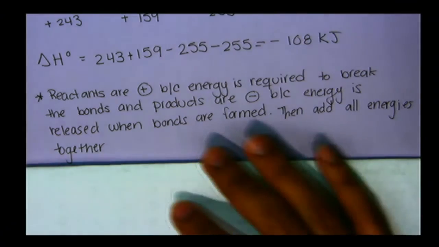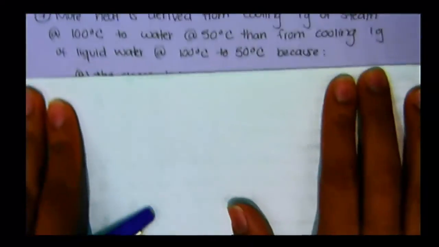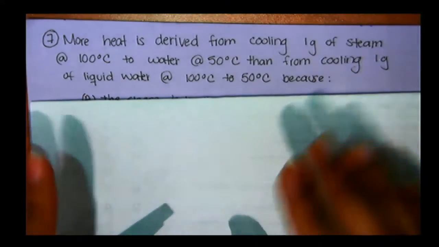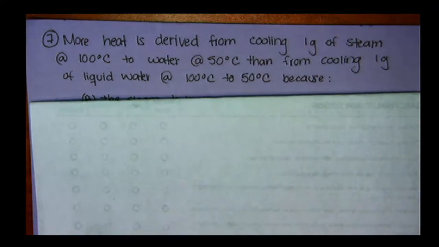All right, so number 7, more heat is derived from cooling 1 gram of steam at 100 degrees Celsius to water at 50 degrees Celsius than from cooling 1 gram of liquid at 100 degrees Celsius to 50 degrees Celsius. And the reason being, and I'm gonna let you guys do this one, since it's a concept question. What do you guys think?